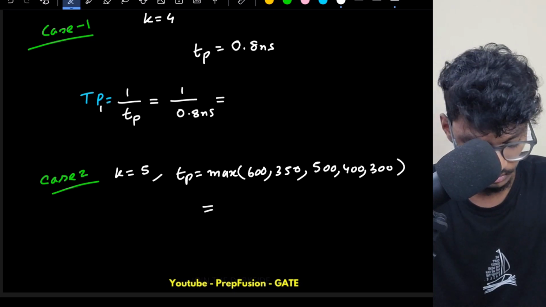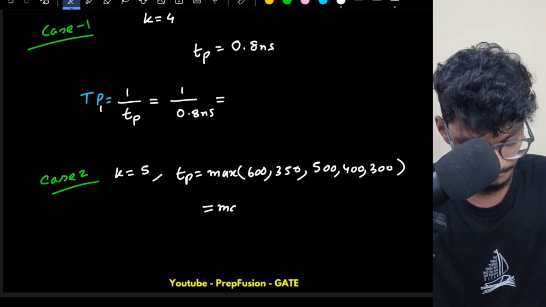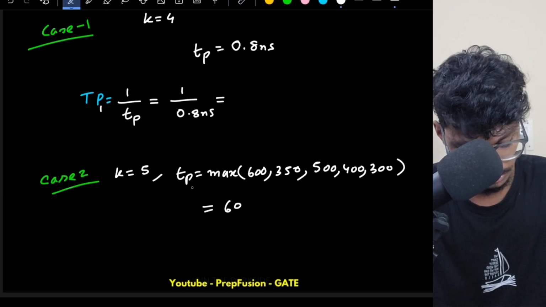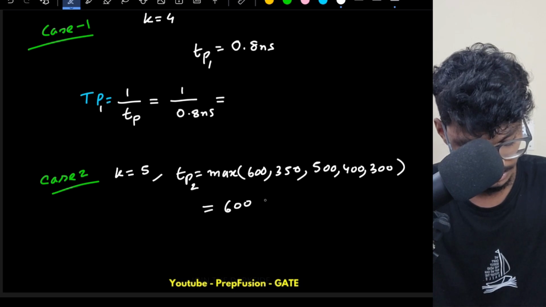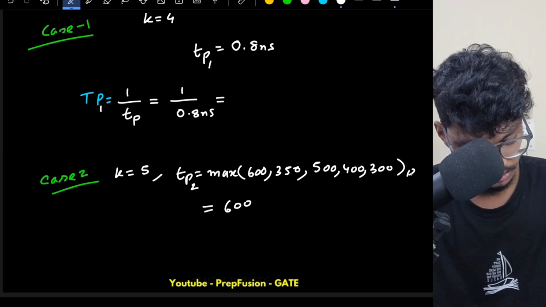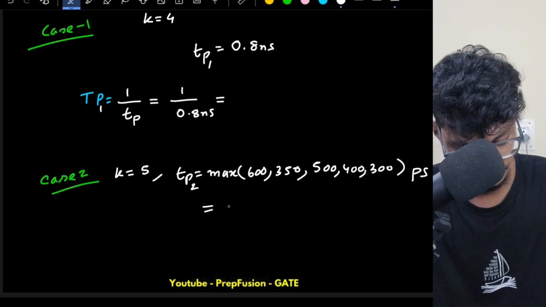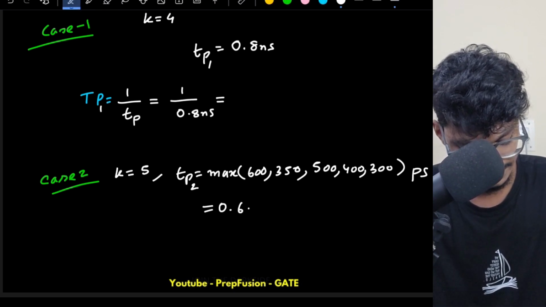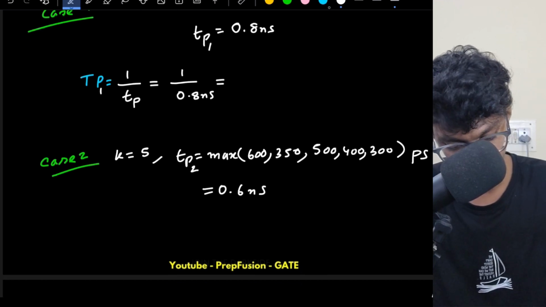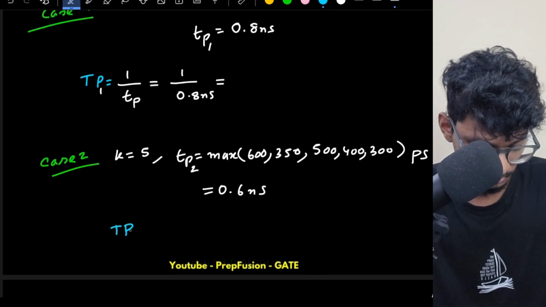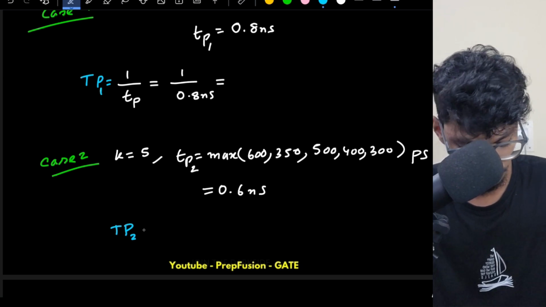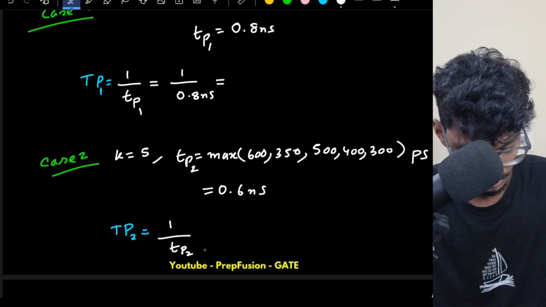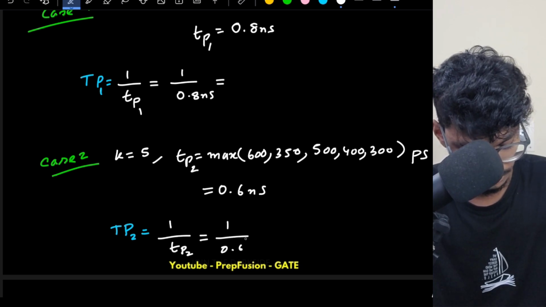Now what is my TP? TP is 600 only. This is my TP2, this is my TP1. It is 600 picoseconds, not nanoseconds, so I can directly write it in nanoseconds as 0.6 nanoseconds. So my throughput for case 2 will be 1 by TP2, that is 1 by 0.6.